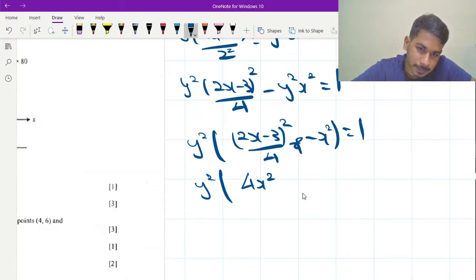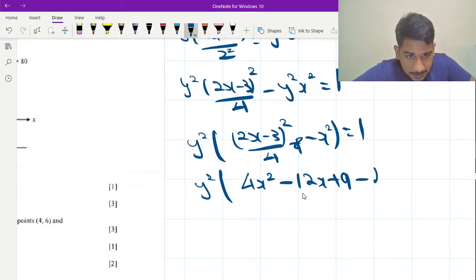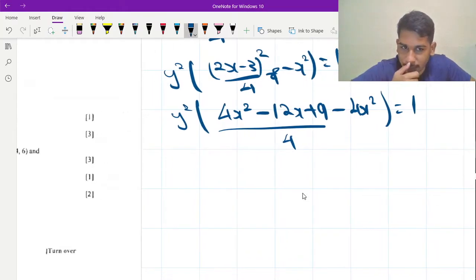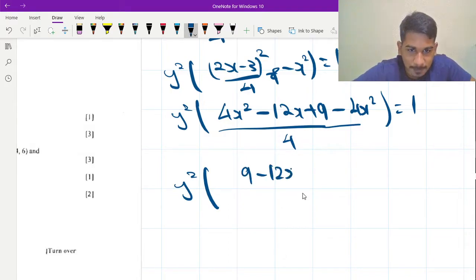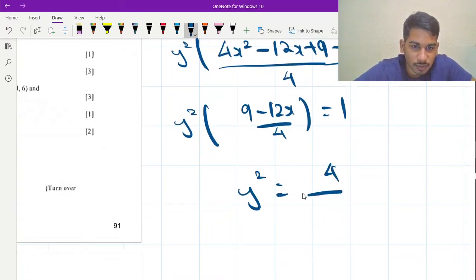4x squared. I can see something cancelling out now. Okay. Minus 3 times 2 is 6, then times 2 again, 12. Negative 12x plus 9 minus 4x squared over 4 is equal to 1. Oh, so much of it. That's why you need paper, right? Big paper. Okay, next time I'll do big paper. Minus, you're going to get that gone. So it's going to be 9 minus 12x over 4 is equal to 1. Great. Now y squared is going to be 4 over 9 minus 12x. And then there we go.